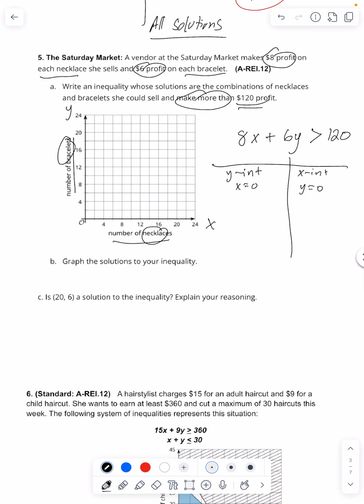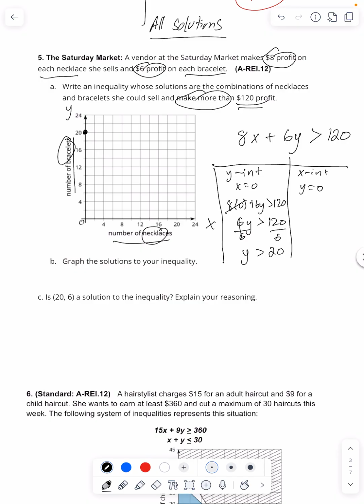So in this case, we would have 8 times 0 plus 6y is greater than 120. That cancels, so we get 6y is greater than 120. So we divide by 6. We get y is greater than 120 divided by 6 in this case, right? 120 divided by 6, we get y is greater than 20. So for the y, we would be at 20.